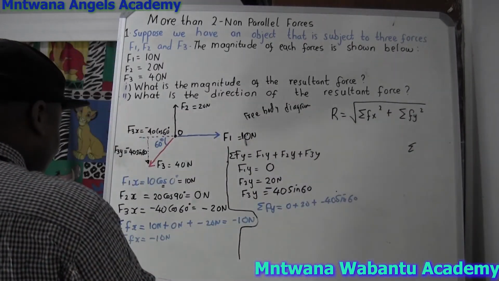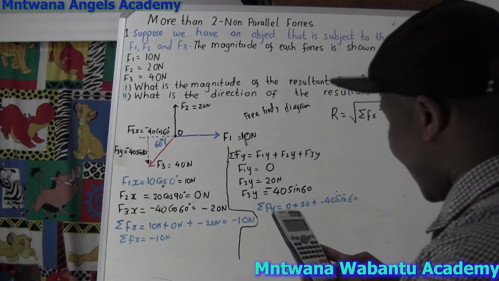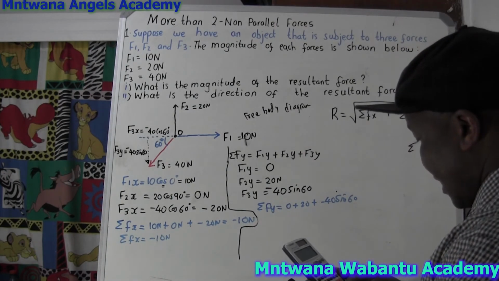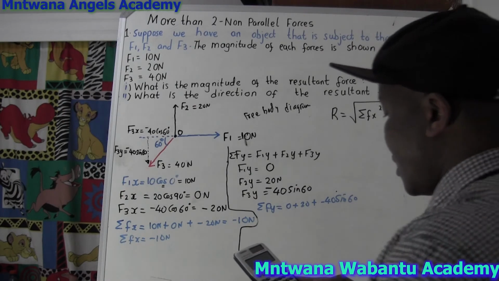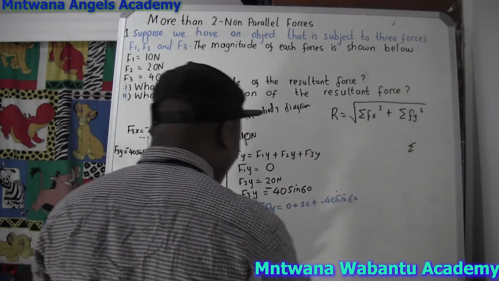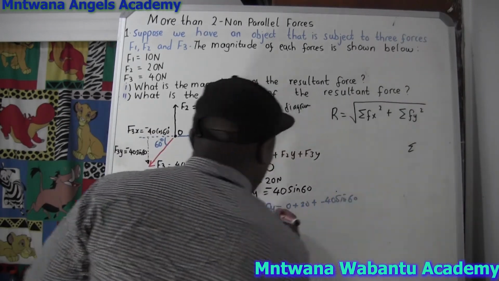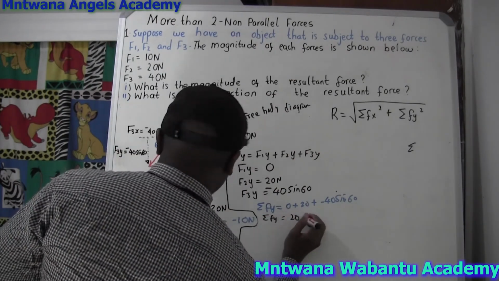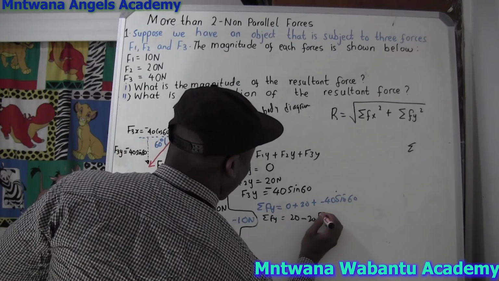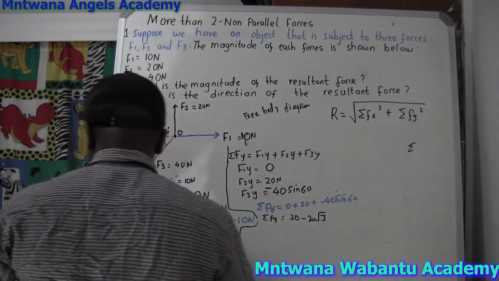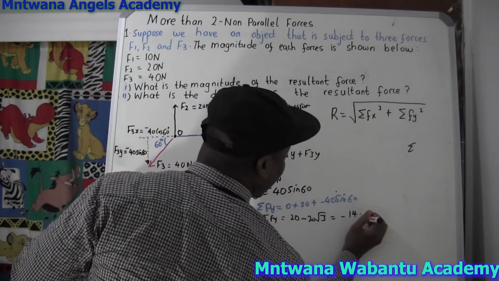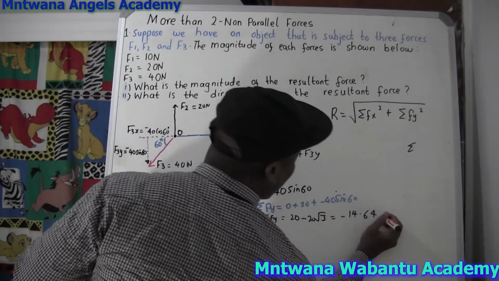Okay, so plug in the calculator. So this is going to give us 20 plus negative 40 sine of 60. Okay, so this is going to give us summation of y equal to 20 minus 20 square root of 3. But let's put it in SD. Negative 14.64 Newton.